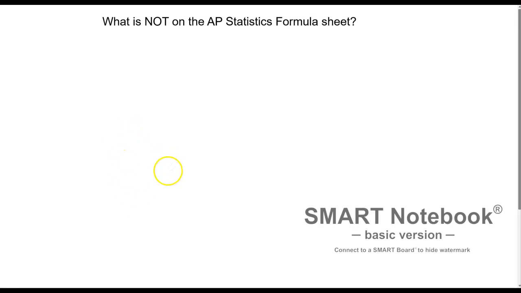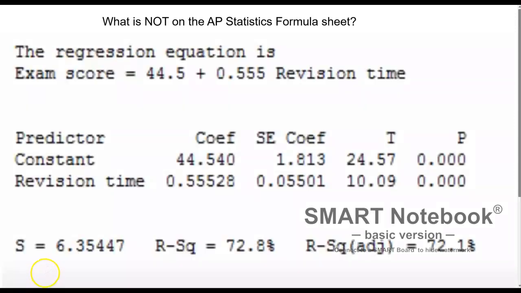Okay, so this part could be extremely valuable. What is not on the AP Statistics formula sheet that you might want to stow away somewhere in that brain of yours? Okay, give me one sec. This isn't necessarily a formula, but we've seen it on multiple instances where there was what they call a Minitab computer output, computer rendering.